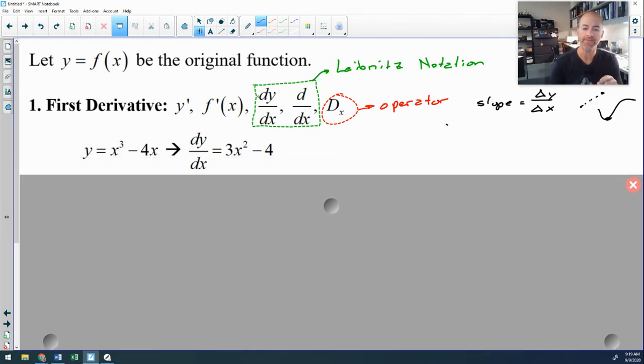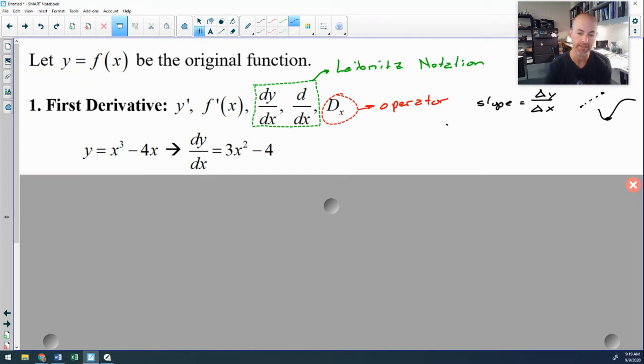So we have the dy dx and then we have d/dx, and they do carry slightly different meanings. So the dy dx is really a noun. Dy dx is telling you that the derivative is this thing. So for example, if I have y equals x cubed minus 4x, I could write dy dx, the derivative is 3x squared minus 4. So that's what the dy dx means.